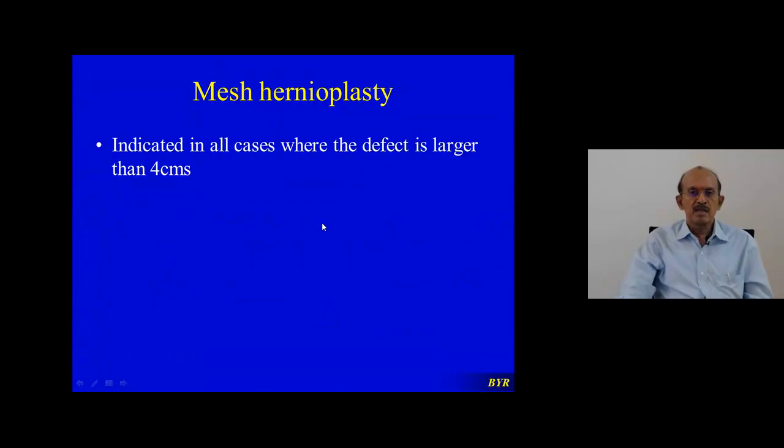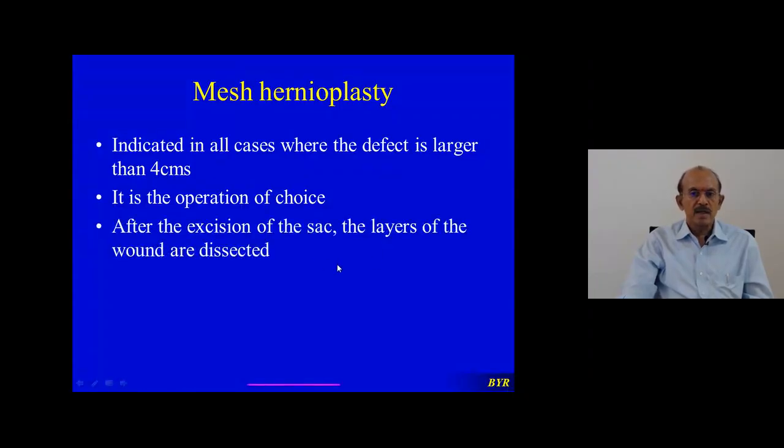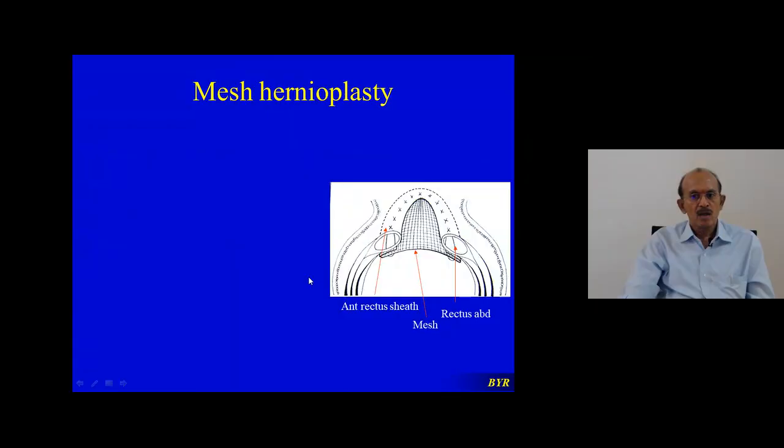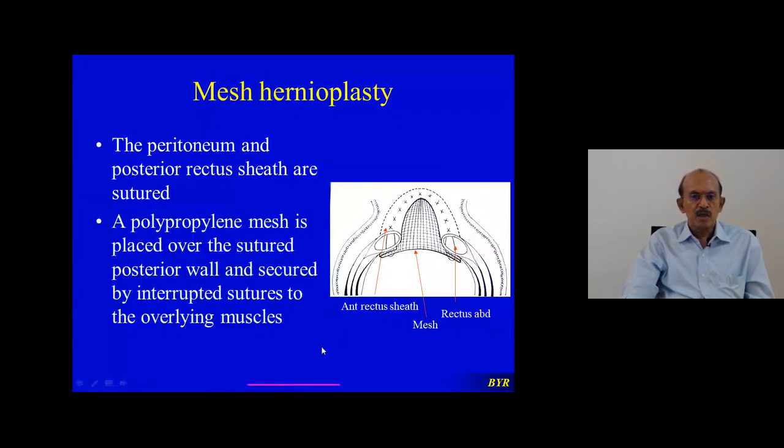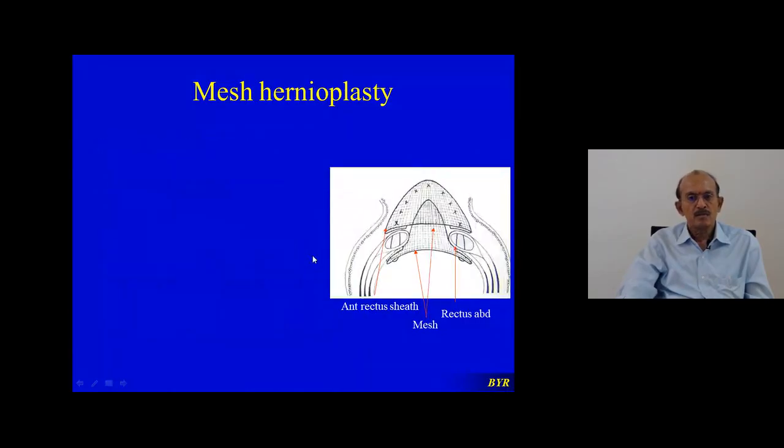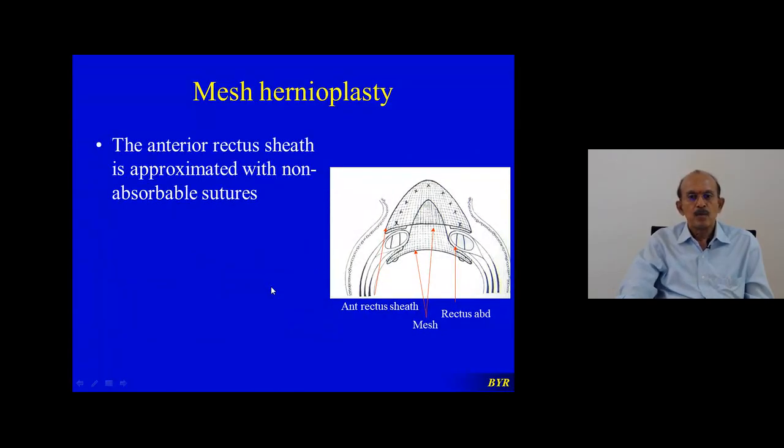Mesh herniaplasty is indicated in all cases where the defect is larger than 4 centimeters. It is the operation of choice. After the excision of the sac, the layers of the wound are dissected. The peritoneum and posterior rectus sheath are sutured. A polypropylene mesh is placed over the sutured posterior wall and secured by interrupted sutures to the overlying muscles. The anterior rectus sheath is approximated with non-absorbable sutures.